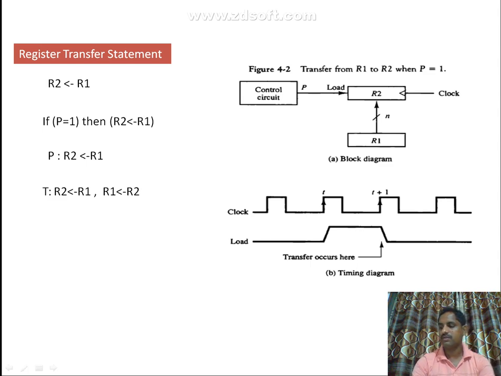The following diagram depicts the transfer from R1 to R2. See here, control circuit P, load R2, R1. When P equal to 1, then R1 data will be transferred to R2. See here, transfer from R1 to R2 when P equal to 1, that is, the control unit has P equal to 1, then the data transfers from R1 to R2.